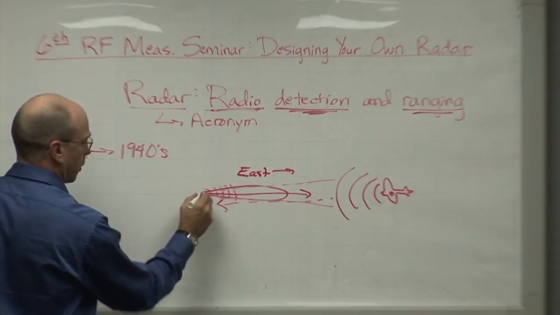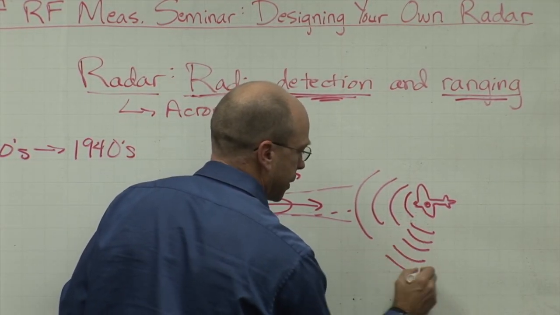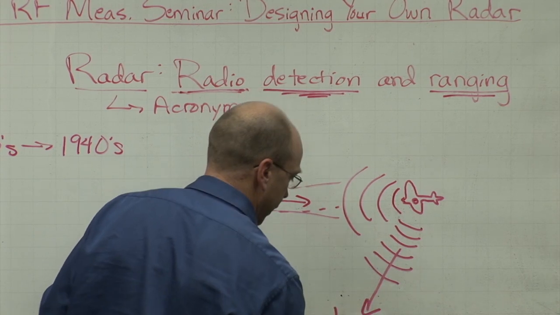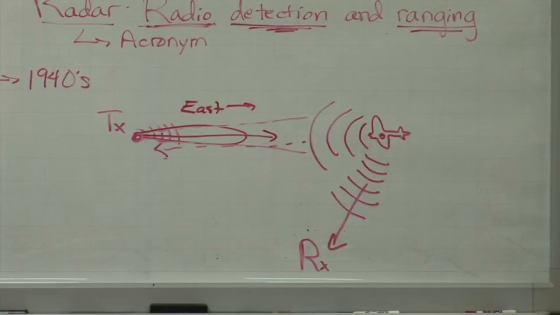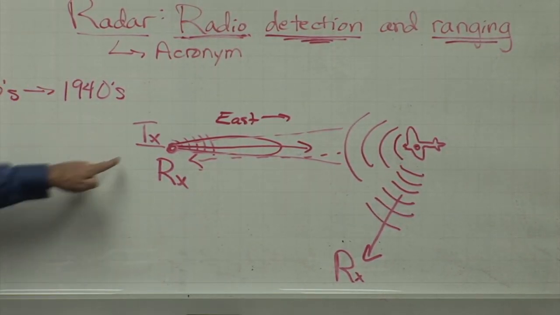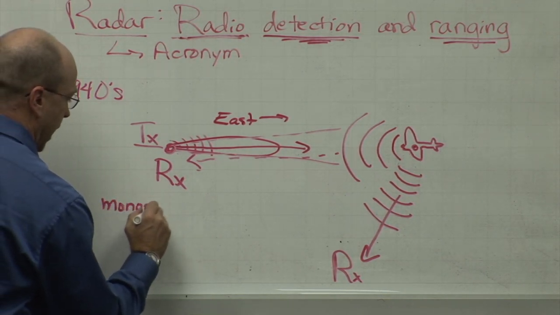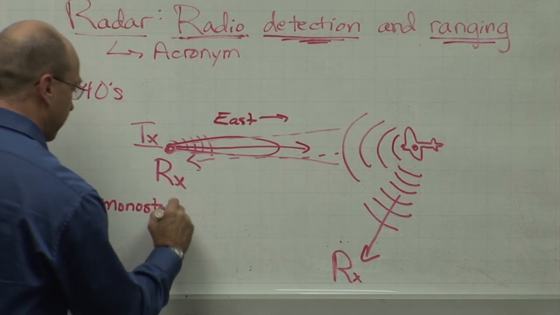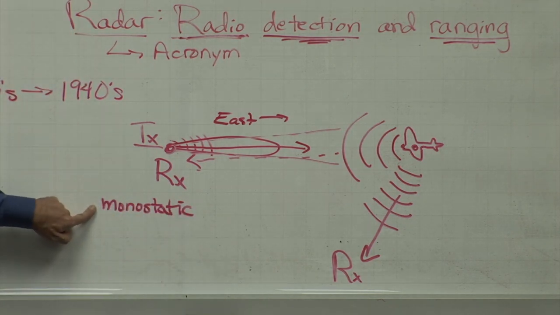to the source, or sometimes let the target reflect energy off in a different direction to a receiver that might be positioned over here. So given that we have a transmitter located at one place, we could either co-locate a receiver at the same location, which is a sort of classical radar, and which is referred to as a monostatic configuration. This is the most typical configuration for most radars.